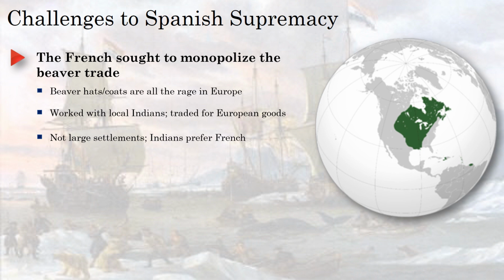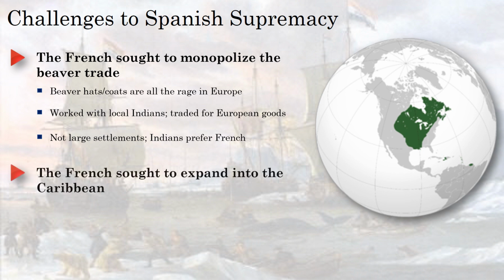And so, because they're not as land hungry, the Indians tend to prefer the French over the English, who are starting to come in there as early as 1607. Later on, the French sought to expand their presence into the Caribbean in 1635 with Guadeloupe and Martinique.